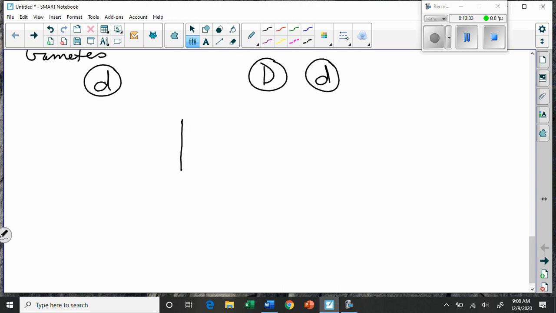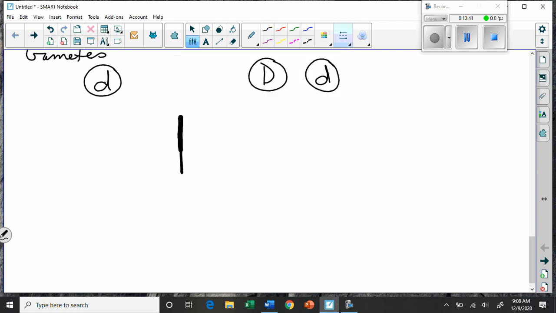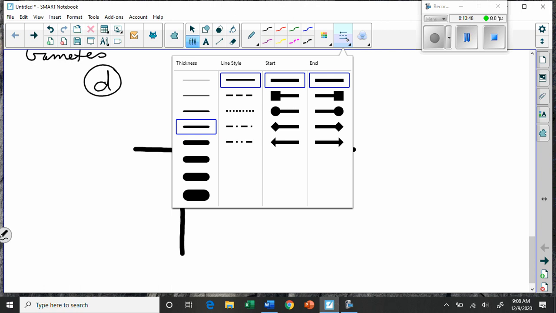Let me use a thicker line here. Actually, let's go even thicker. Nice thick line right down the middle like this. And another one over here. Now I'll go back to my thin line.